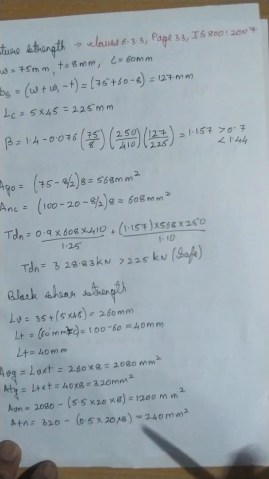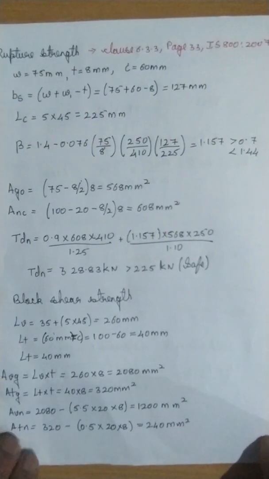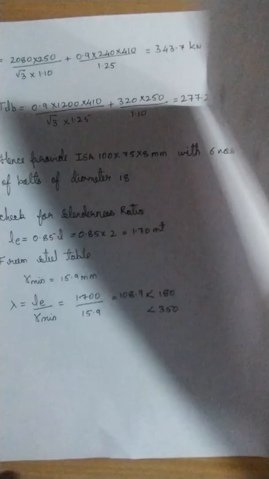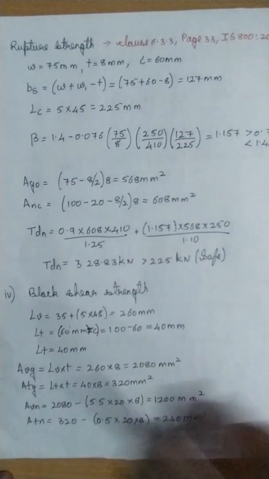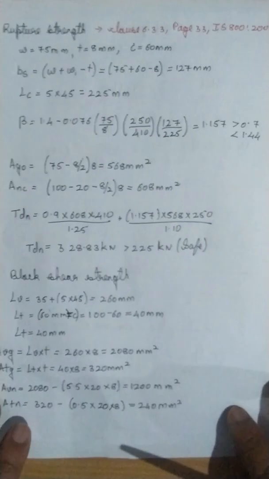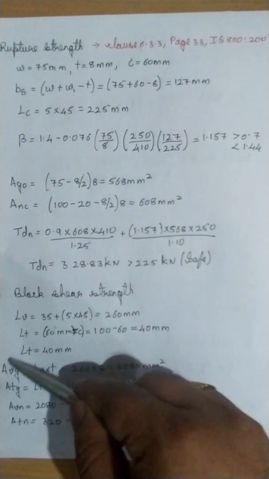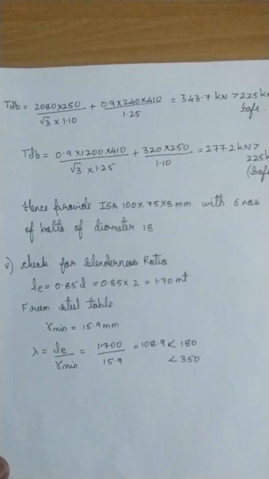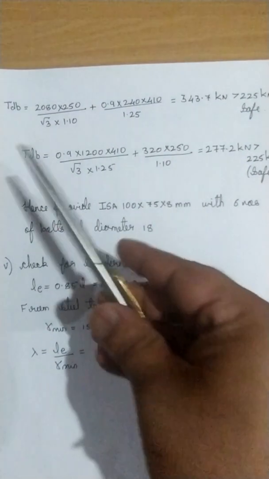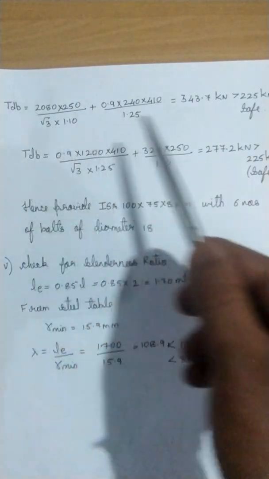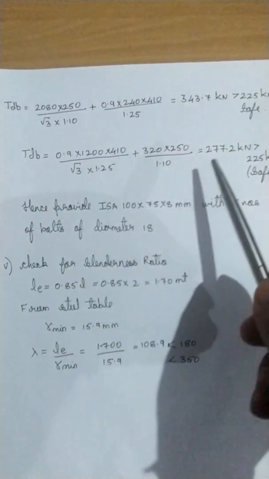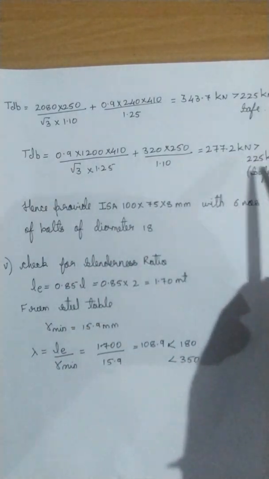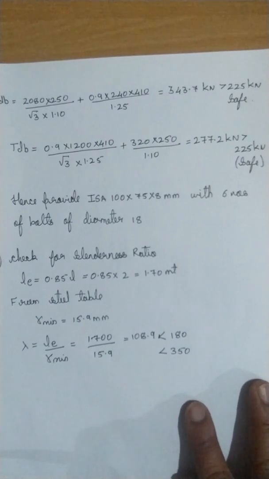Similarly, Atn in the perpendicular direction we have found out. In the perpendicular direction, when it gets cut, only one bolt gets cut, so it is considered as half. So 0.5 into 20 into 8. So this is what Atn is also. Now we have all these 4 components. We will substitute in the formula and find out Tdb1 and Tdb2. After substituting, we get Tdb1 as 343.7, which is greater than the factored load, hence safe. Tdb2 is 277.2 kilonewton, which is greater than the given factored load, hence it is safe.